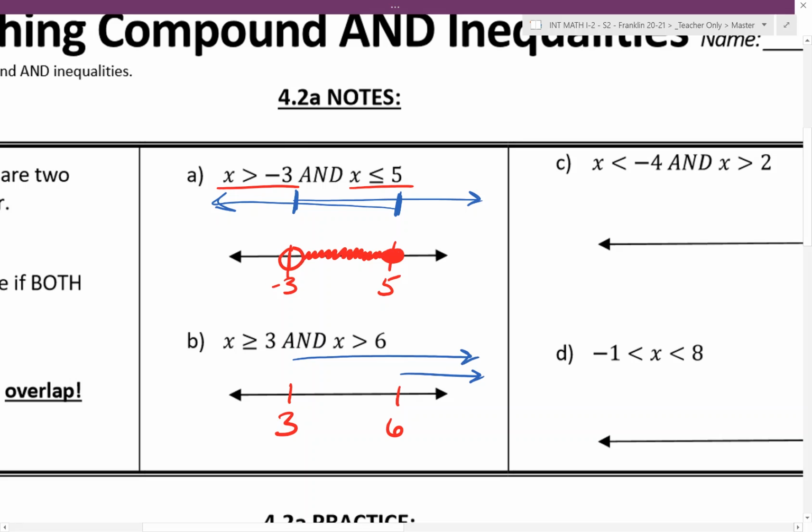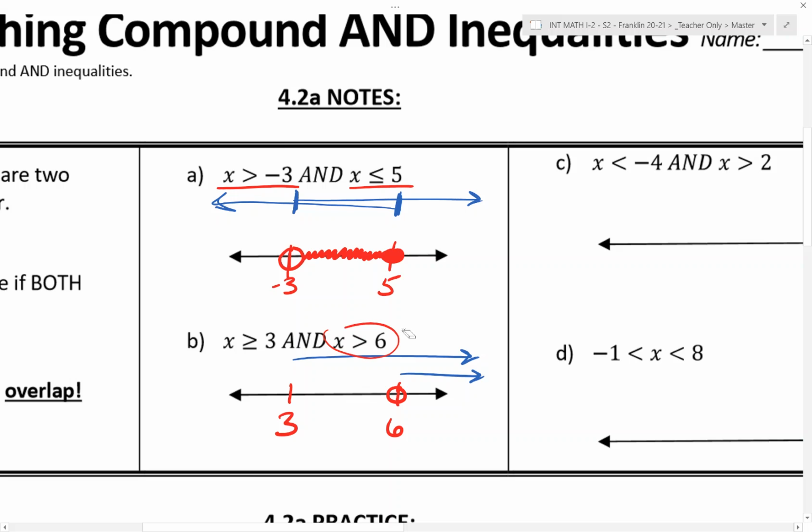Again, we're only shading the overlap in this case, which is everything to the right of 6. So we have an open circle at 6 for the greater than symbol, and we're going to shade to the right. Nothing here gets shaded over by the 3 because it's not part of the compound inequality solution. Even if we had a filled in circle on 3, that would mean we have everything greater than 6 and a point at 3, which we don't have. So this is how we would graph this one.